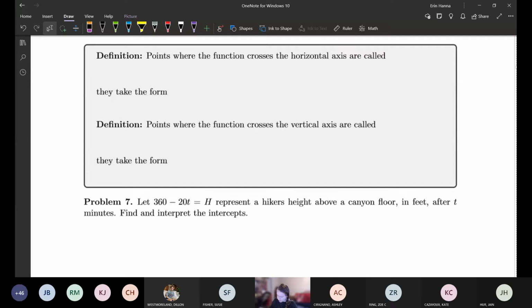So, a little baby amount of notes. Some definitions. Points where the function crosses the horizontal axis are going to be called horizontal intercepts.